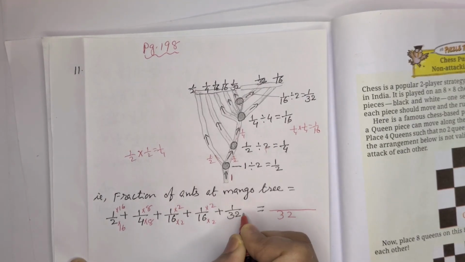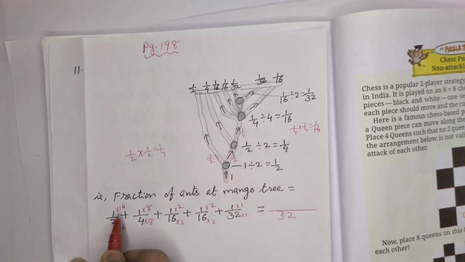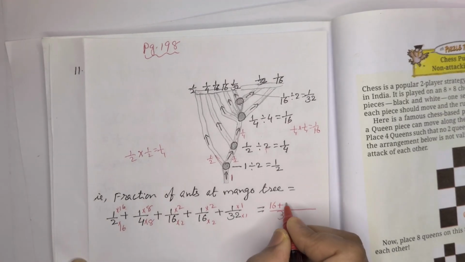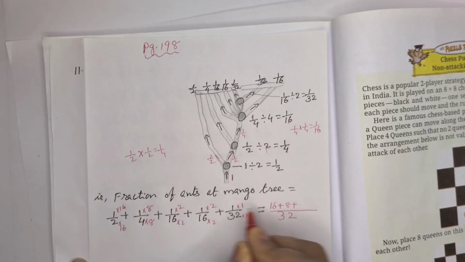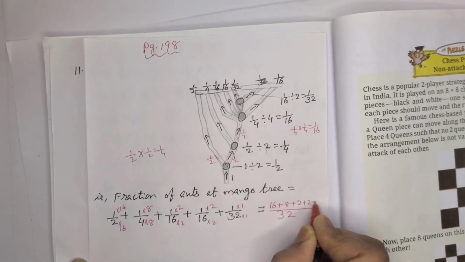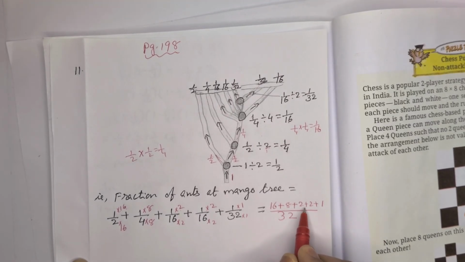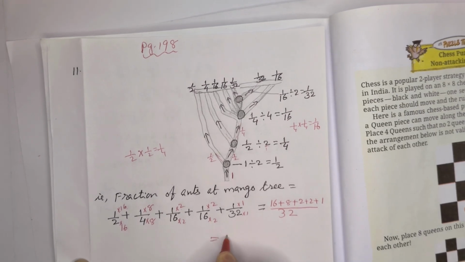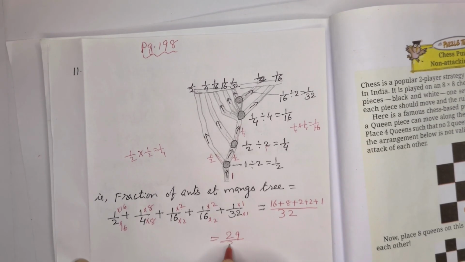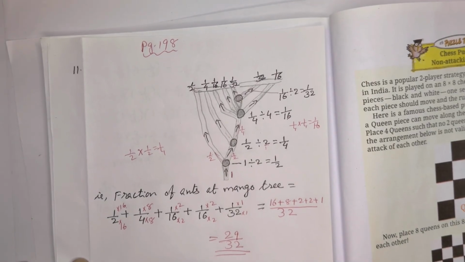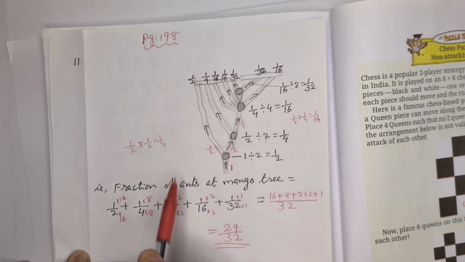32 into 1 itself. Now here 16 plus 8 plus 2 plus 2 plus 1. So 16 plus 8, 24, 26, 28 plus 1, 29. So 29 out of 32. That much fraction already reached there.